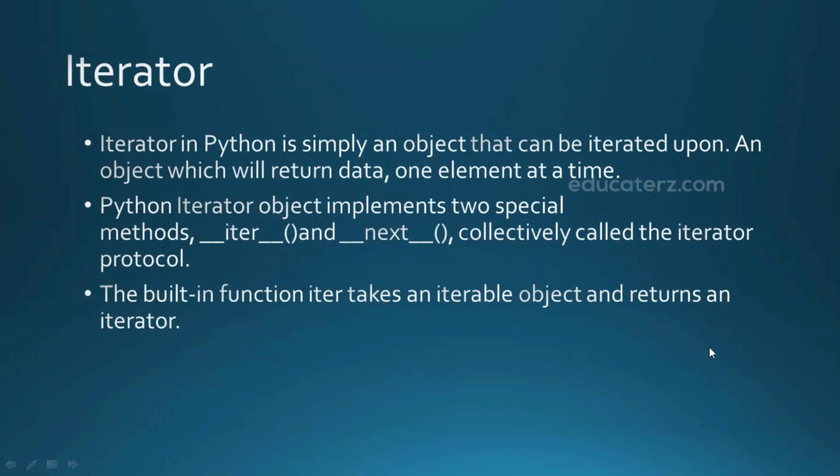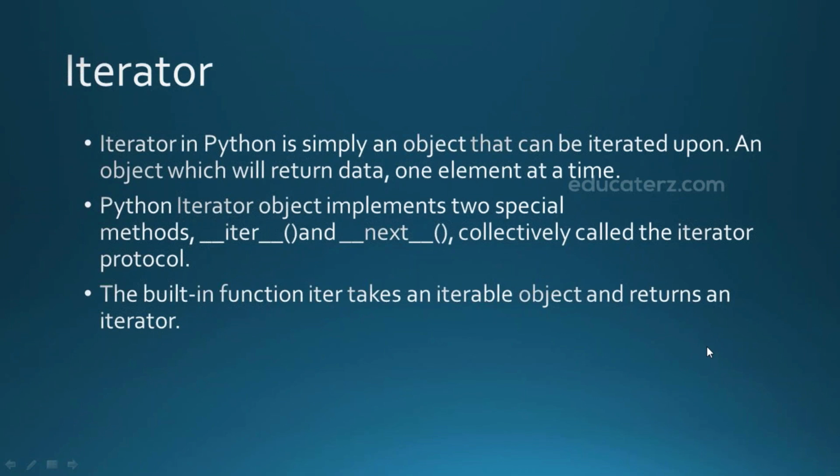In simple terms, an iterator is a Python object which can be iterated, and these iterator objects return only one element from the sequence each time we call that iterator. Iterators consist of two methods: one is iter and the other is next. The iter method makes an object iterable, and the next method is used to fetch the next element from a sequence. Collectively, the iter and next methods are called the iterator protocol.